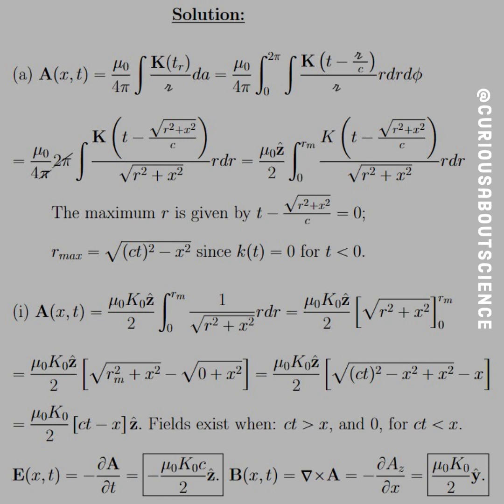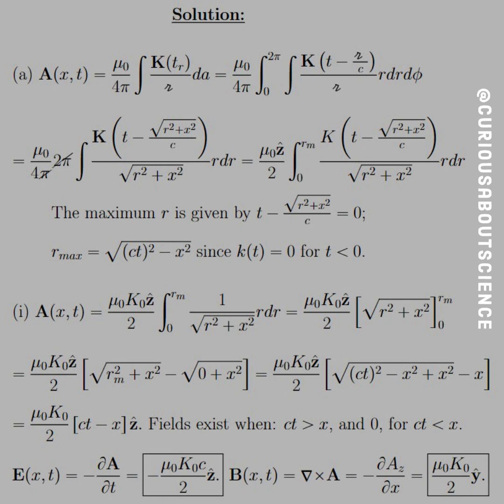The reason why we do this is now we have two different distributions. So for the first one, that's just a constant, so that's why we put out the k naught. And we just have r dr over r squared plus x squared. Allow that integral to carry through. Again, that calculus is not too hard. We're just left with rm squared plus x squared minus 0 plus x squared.